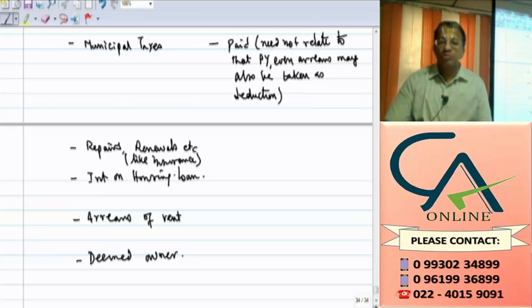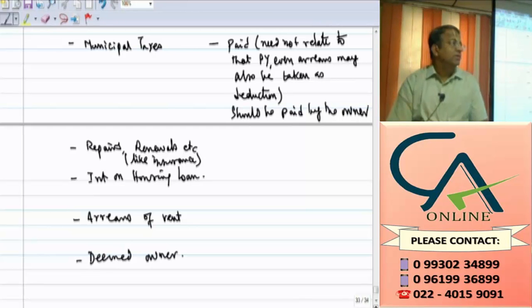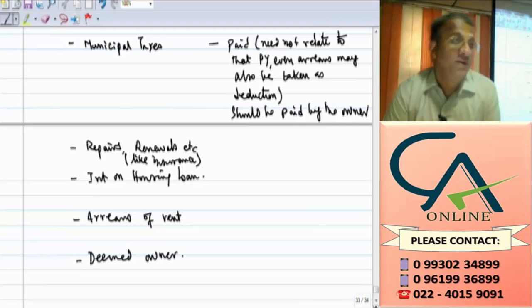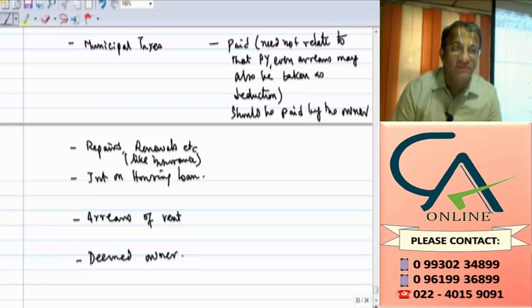And one more important thing is that it should be paid by the owner. That is also a very important matter. When we say it should be paid by the owner, who else will pay? The tenant can also pay. So, the owner can always impose this when the property is a premium property.